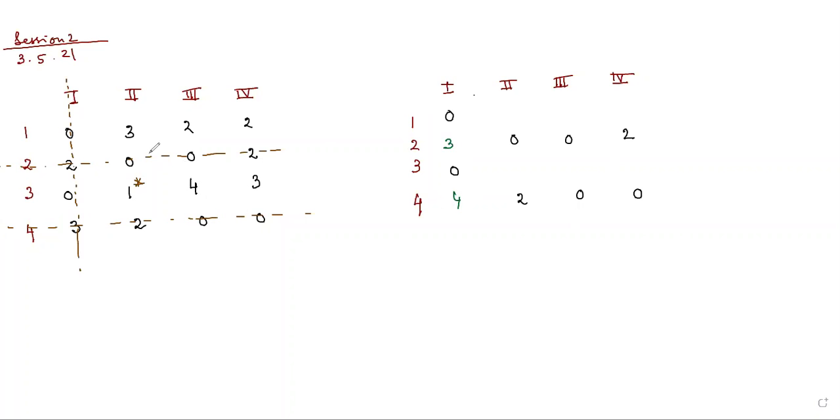And from all the other uncovered elements, this minimum element will be subtracted. So 3 minus 1 gives you 2. 2 minus 1 gives you 1. 2 minus 1 gives you 1. 1 minus 1, that is 0. 4 minus 1, this is 3. And 3 minus 1, this is 2. Now, in this way, we have got a new matrix.